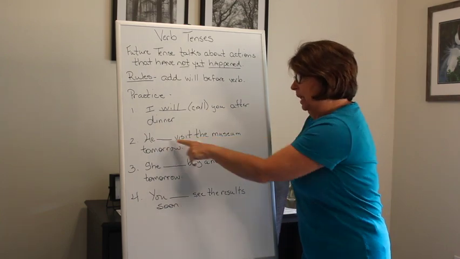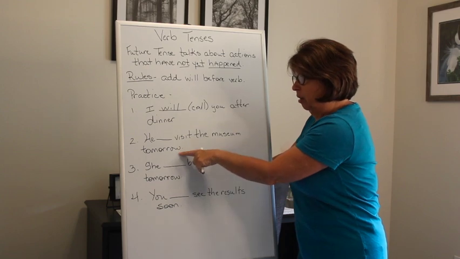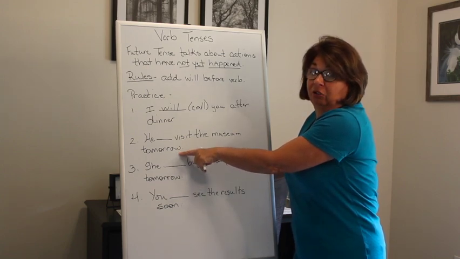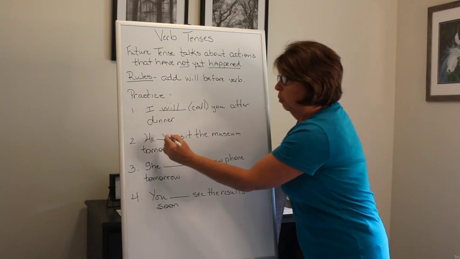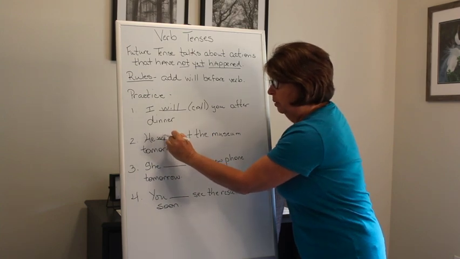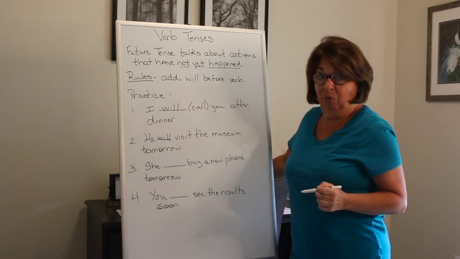Let's look at this one. He visit the museum tomorrow. It hasn't happened yet because he's going to do this tomorrow. So we just add the word will. He will visit the museum tomorrow.